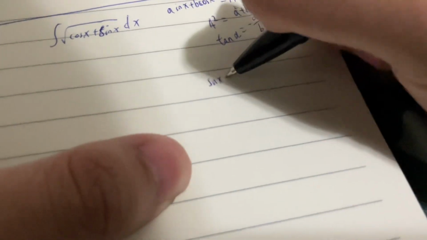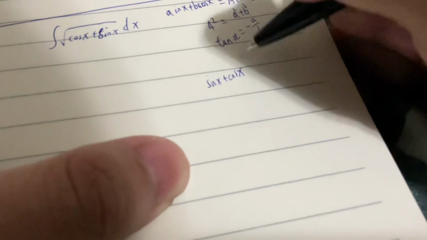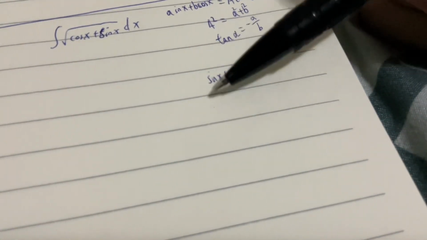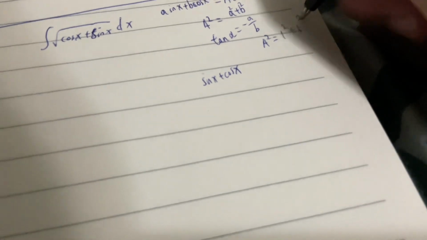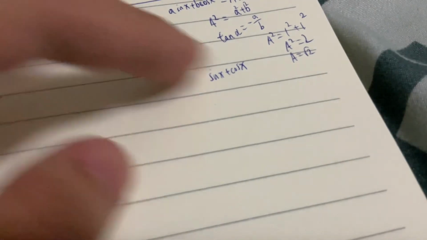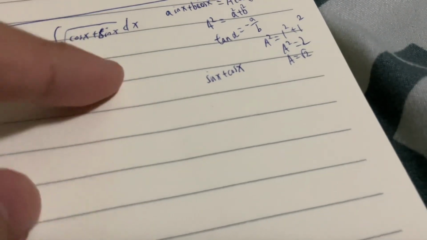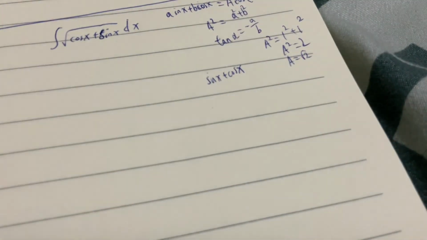And here, let me just write it as sine x plus cosine x. The order doesn't matter. What's the coefficient? This is 1 and this is 1. So our A squared is gonna be 1 squared plus 1 squared. Here you get A squared equal to 2, and then A is equal to square root of 2. I'm going to just use one answer, because this integral will have many different answers. I'm going to just choose square root of 2 here. And up to you.